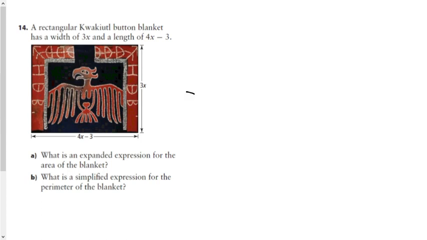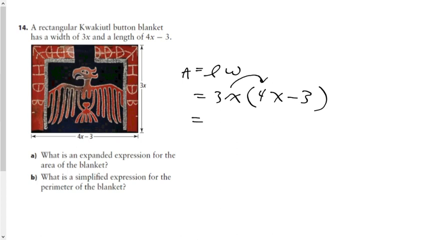Again, area equals length times width. Area equals, we're going to make it 3x because I like my monomial first since it doesn't matter, and 4x minus 3 will be my other one. Expand it using distributive property. 12x squared, negative 9x will be your area.